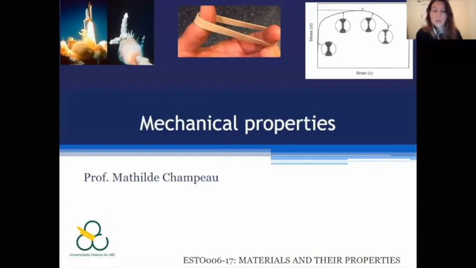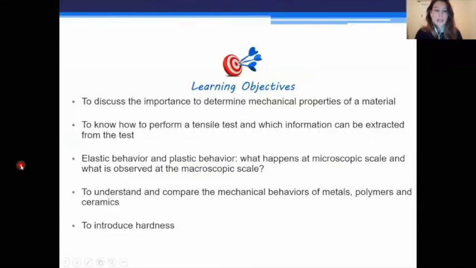So good afternoon and welcome to this lesson dedicated to mechanical properties of materials, which is given in the frame of the class Materials and Their Properties at the Federal University of ABC. So in this class, we are going to discuss the importance to determine mechanical properties of a material to design a structure, to know how to perform a tensile test and which information can be extracted from the results.